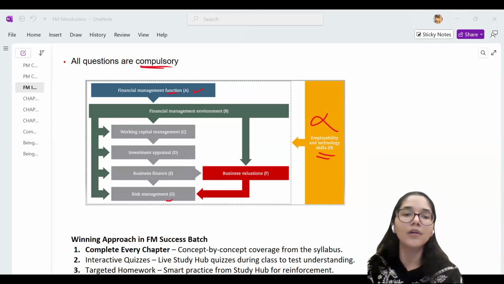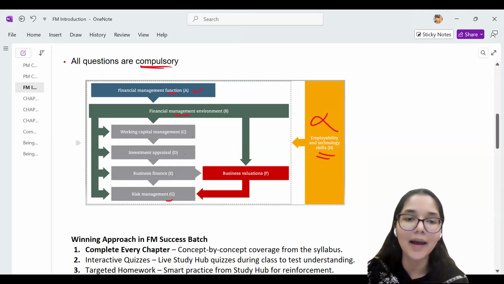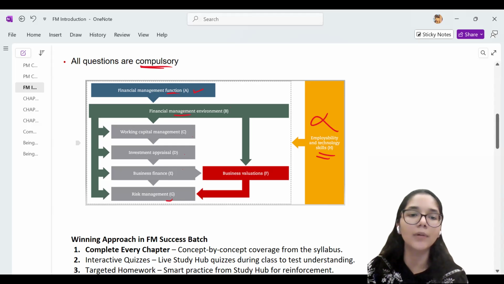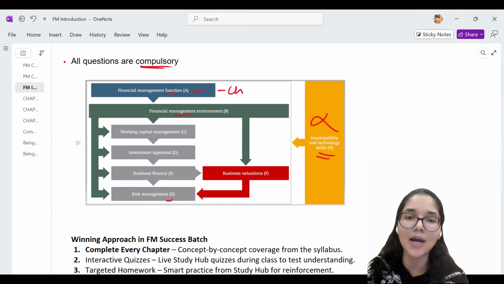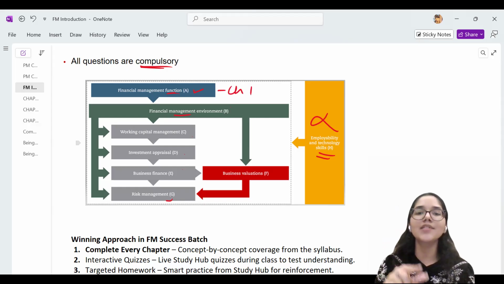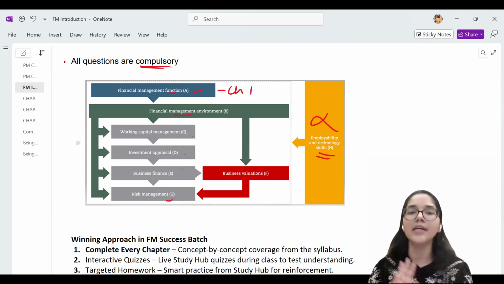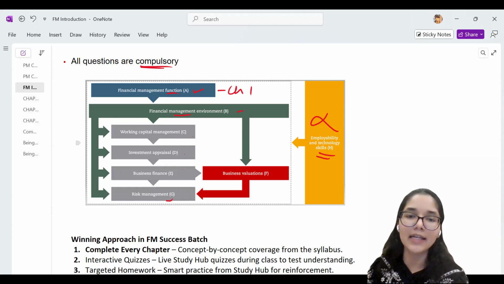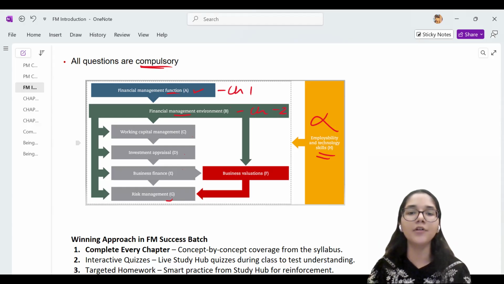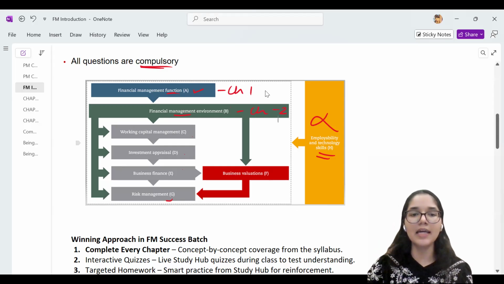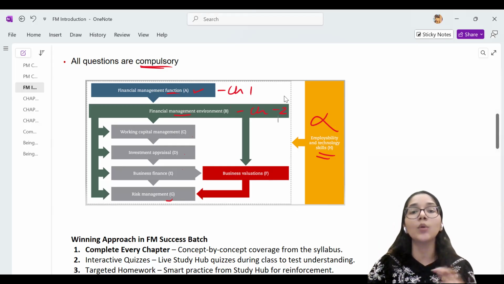Then we are going to learn all about the financial management environment. If I talk to you about the syllabus, this is practically chapter one of your syllabus. As soon as we are done with the first chapter, syllabus area A is going to be completed. Then syllabus area B is primarily chapter 2 of your syllabus. So here the terminology that you see is financial management environment.